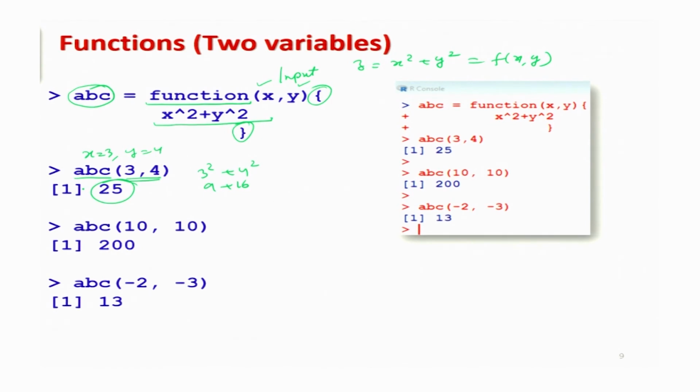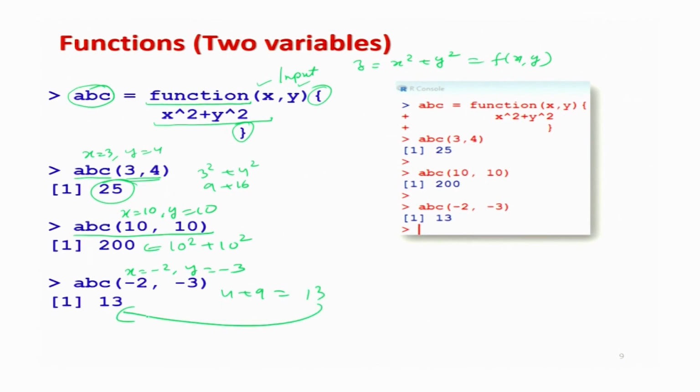Equal to 25. And similarly, if you want to execute this program for x equal to 10 and y equal to 10, then you write abc(10, 10), and it will give you 10 square plus 10 square, which is 200. And similarly, for x equal to minus 2 and y equal to minus 3, the value becomes 4 plus 9 equal to 13, which is given here. So you can see that it is not a very difficult job to execute these functions in the R console, and this is the screenshot also, right.